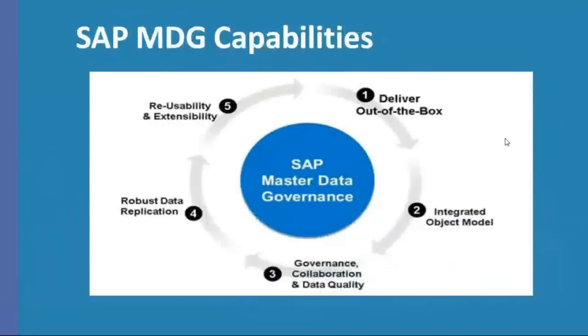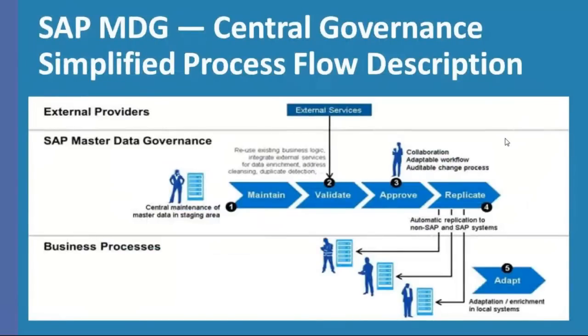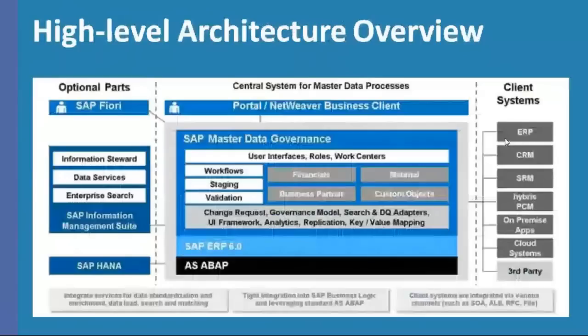Then MDG capabilities, and then we talked about the basic architectural design, where we have the source system, we have the MDG system, and we have the target system. The approval process we will talk about today in a bit more detailed manner. So this is the high-level architecture. And in the architectural design, we talked about a couple of things. One is the hub-based model, and another one is the co-deployment.